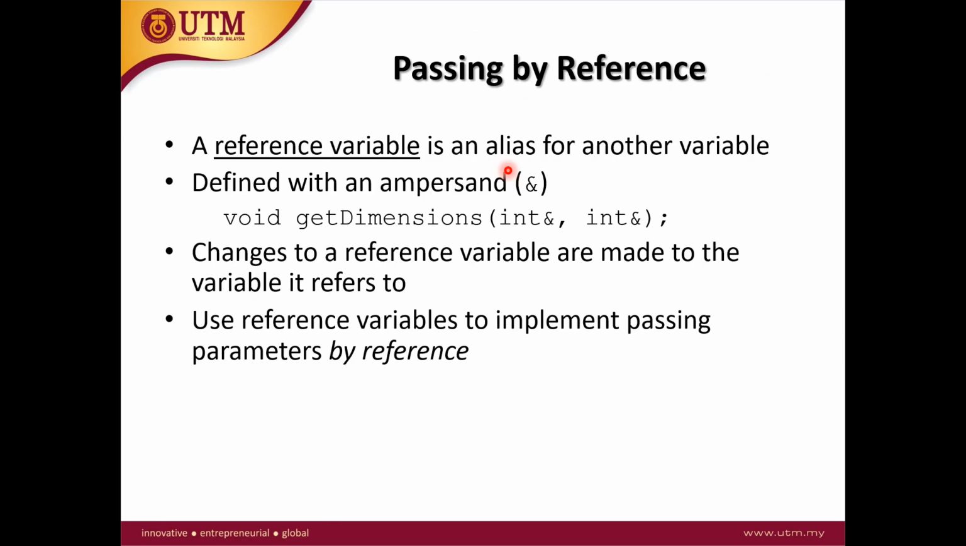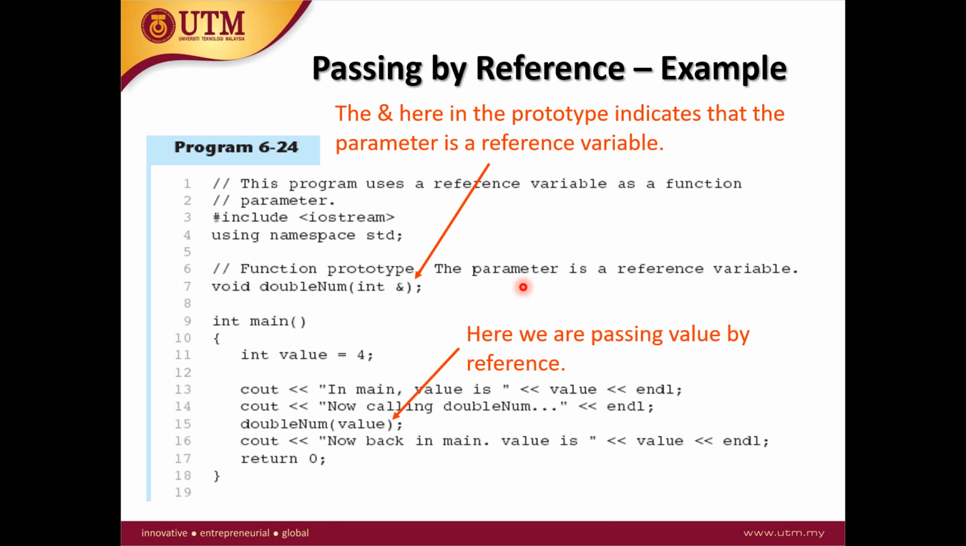So let's see, we need to define the reference variable using this ampersand symbol, such as here in the function prototype. You need to write this ampersand symbol into those parameters or arguments of the function. So if you modify anything inside this variable, it's going to be applied to that variable which it refers to in the main function. So let's see an example.